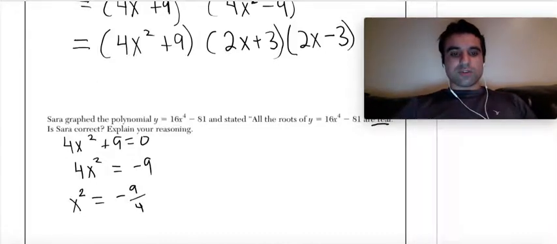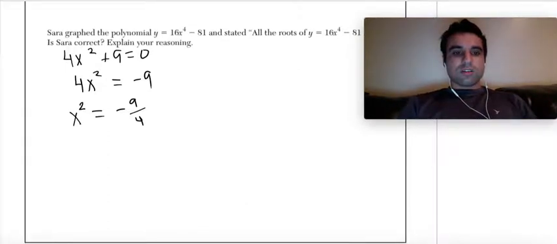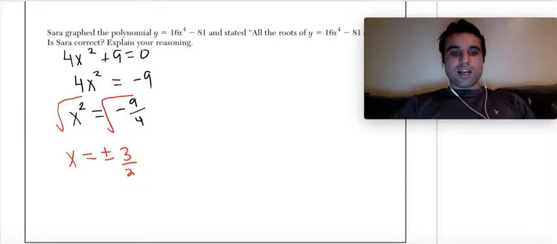When we take the square root on both sides, we take the square root of both the numerator and the denominator. I'm going to leave it in red. We need to remember it's plus minus 3 over 2i, or 3i over 2. They're imaginary.